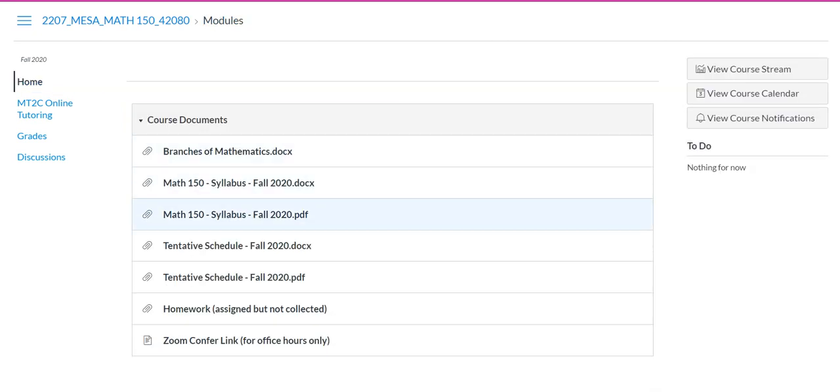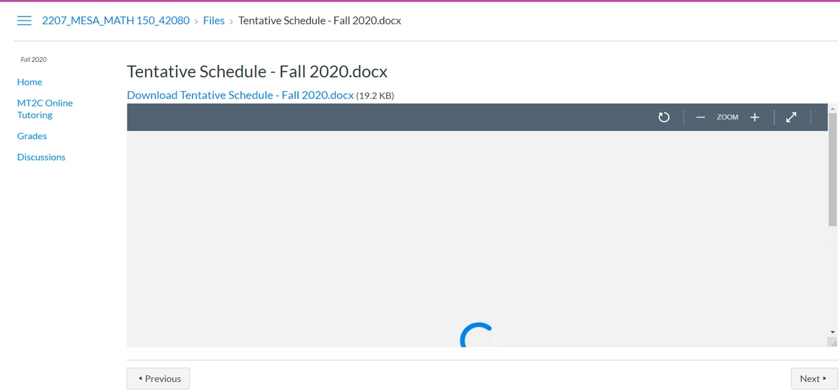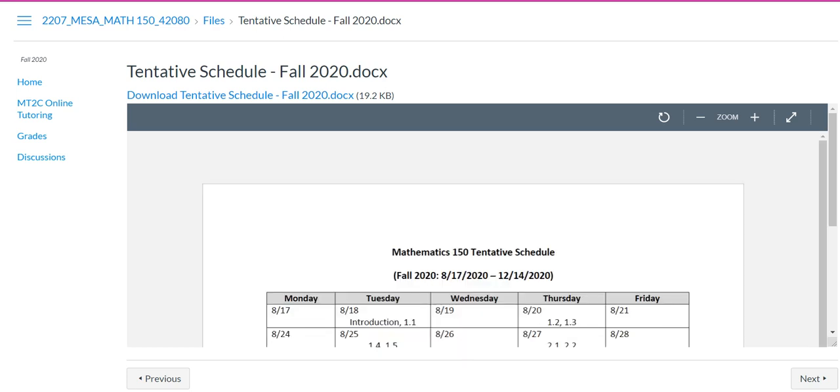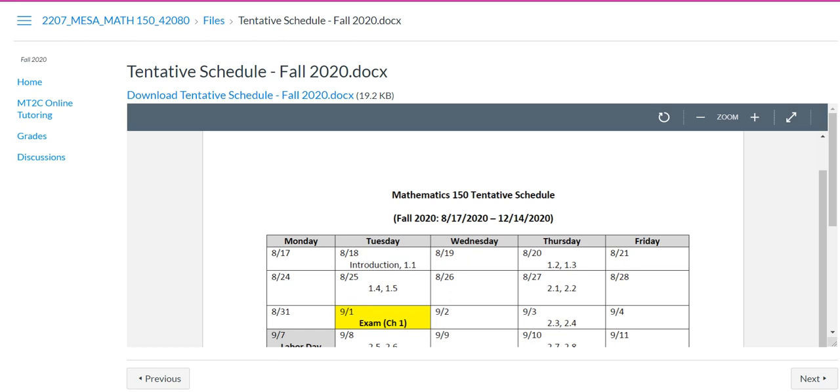Okay, so I went over the syllabus. Now let me go over our tentative schedule here. The tentative schedule is just that. Tentative means subject to change, so there's a potential for it to change, but as many years as I've taught this course, my tentative schedules are pretty certain. I'd almost put it at 99.9% certainty. That's how tentative that is.